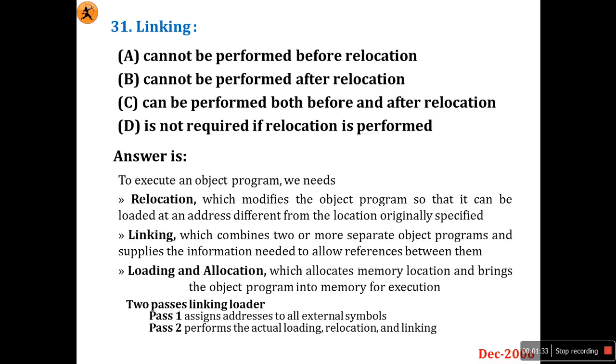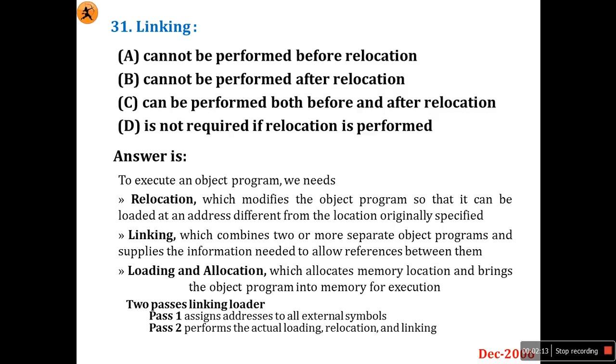already stored in source program somewhere in a memory location. Now we are reallocating that same program in some other memory location. This is reallocation. What is linking? Linking combines two or more separate object programs and supplies the information needed to allow references between them. Means what? In software there are so many modules, and we need to link them. Every module, every function, one function calls another function, we need to link it, and this is exactly for linking. Loading and allocation allocate memory locations and bring the object program into memory for execution.